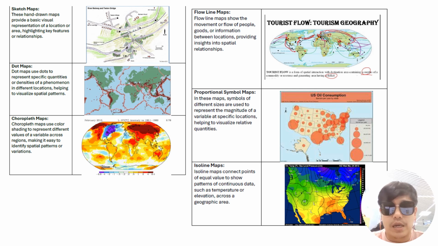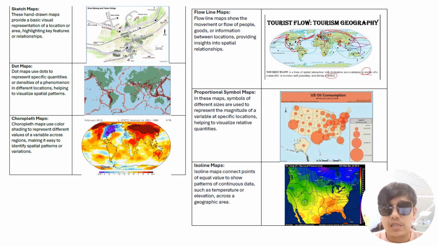Okay, so there's that. For proportional symbol maps, we are looking at symbols of different sizes to represent the magnitude of a certain variable. So over here it is about US oil consumption. So the bigger it is, the bigger the oil consumption is in that state. And you would have to refer to a certain legend to specifically cite or use the evidences.